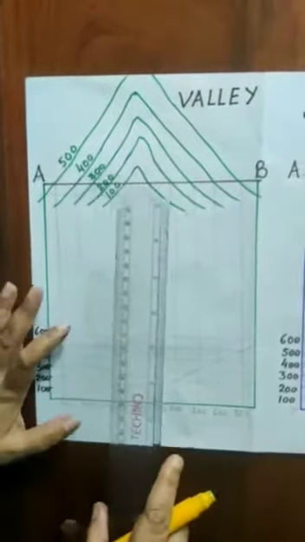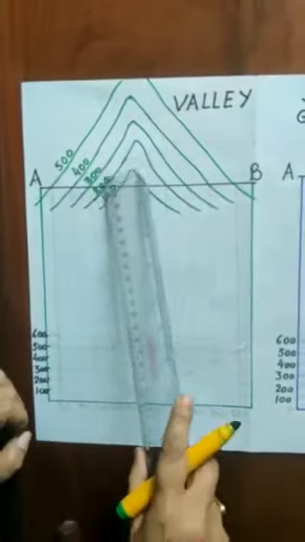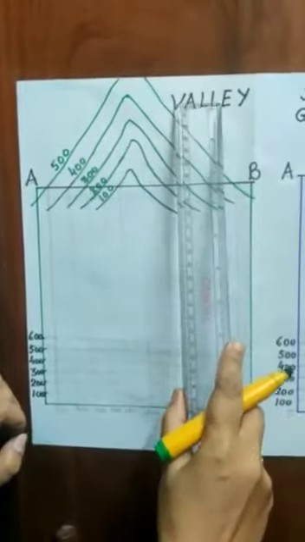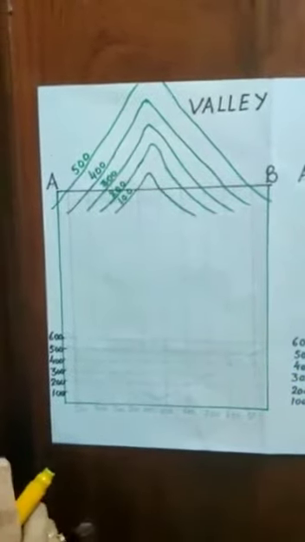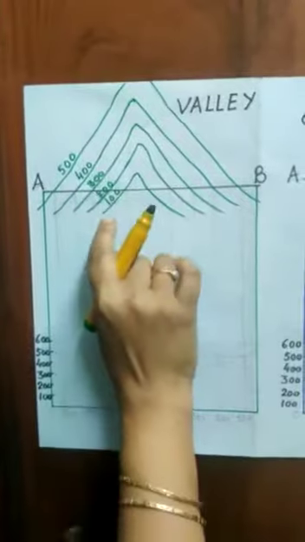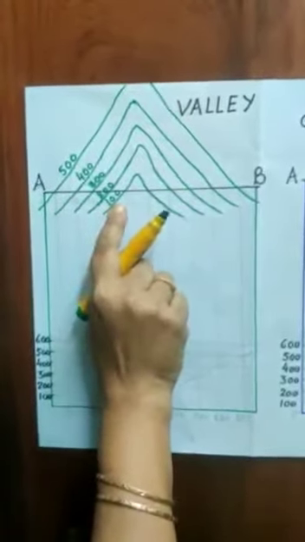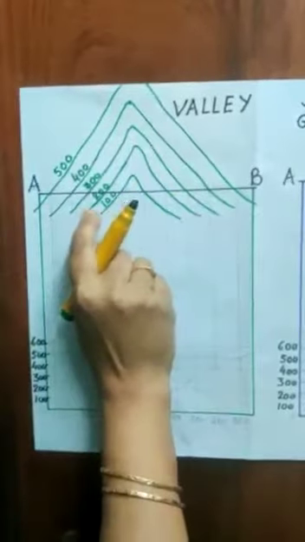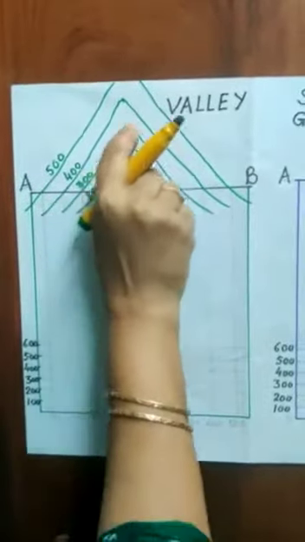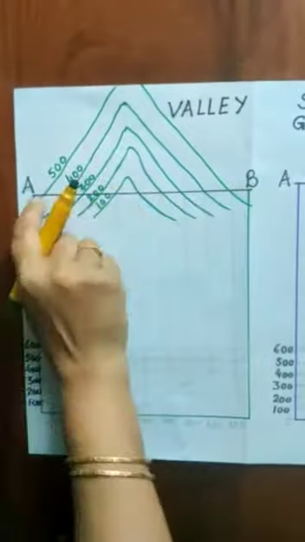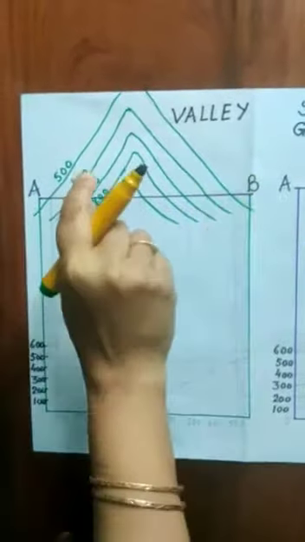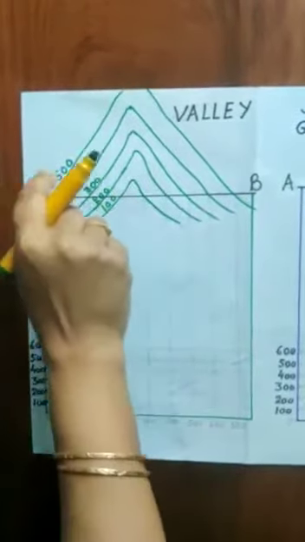Now this is the second video. I've drawn the set of contours showing a valley. Now you can see, please note boys, here inside is the lowest value. This is the 100 contour, 100 meter, this is 200, this is 300, this is 400 and this is 500. Please write this properly. Inside is lowest, outside is highest.